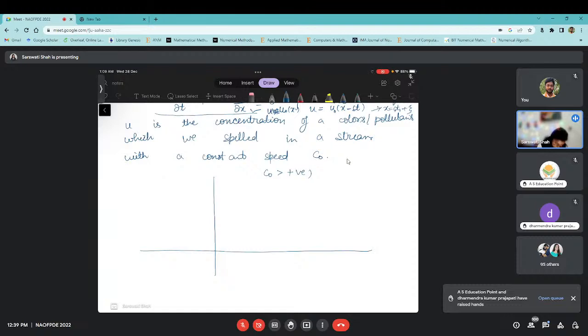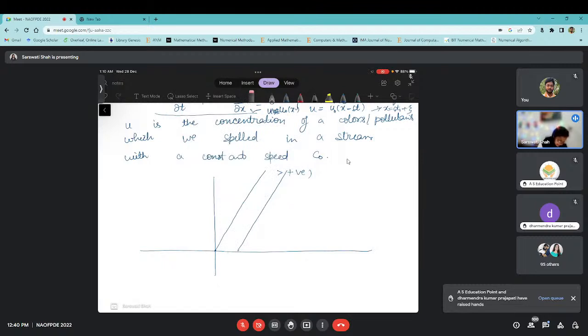At x equals 0, t equals 0, xi will be 0. So that characteristic will emanate from here. Suppose xi equals 1 by 2, so it goes here. Xi equals 1, so it goes here. Xi equals 2, so it goes here.